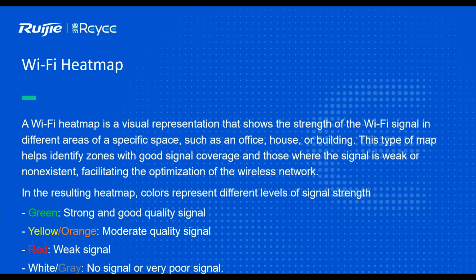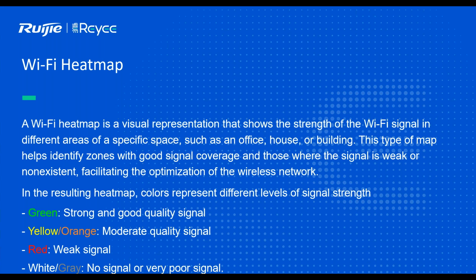This type of map really helps to identify zones with good signal and coverage, as well as the areas where the signal is weak or maybe non-existent. In this way, the Wi-Fi heat map will facilitate the optimization of the wireless network, correct? In the resulting heat map, we will find different colors. Those are a representation of the signal strength.